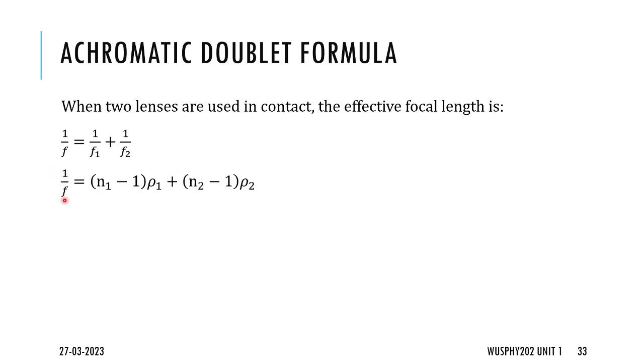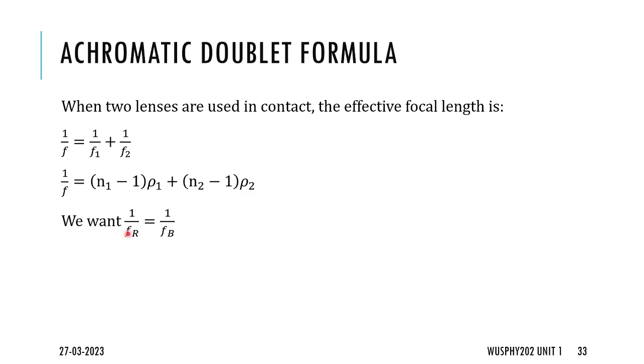Now you can write 1 by f, for the first lens, as (n1 minus 1) into rho 1, where rho 1 is 1 by r1 minus 1 by r2 for the first lens. Similarly, for the second lens, it is (n2 minus 1) into rho 2. Rho 2 is again the parameter that depends on the radius of curvature. So rho 1 and rho 2 are 1 by r1 minus 1 by r2 for the first and second lens respectively. So that shape is going to remain fixed.